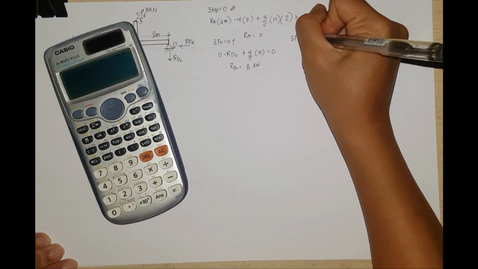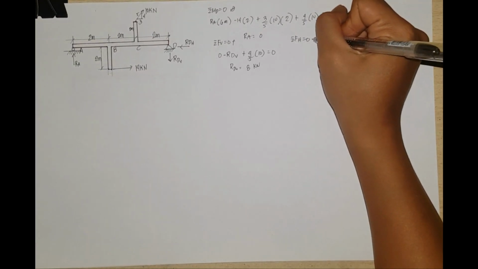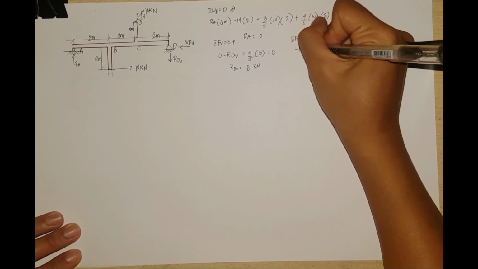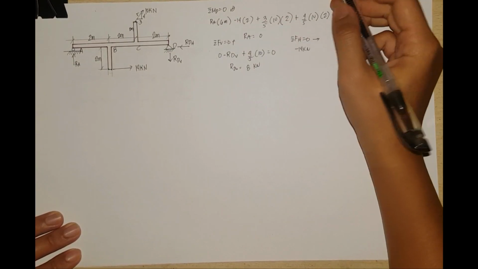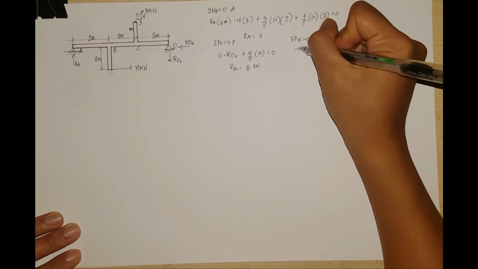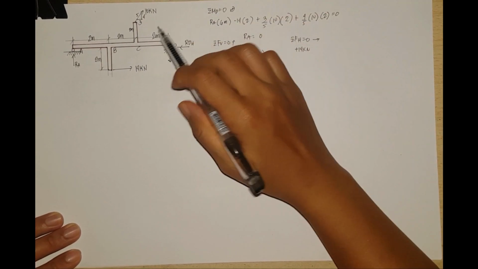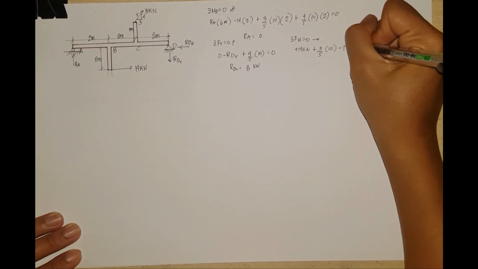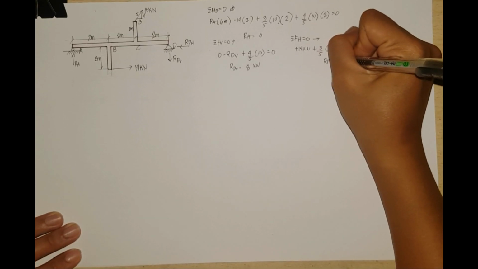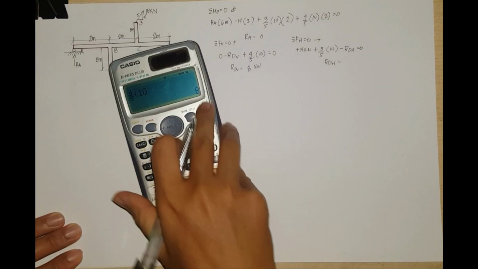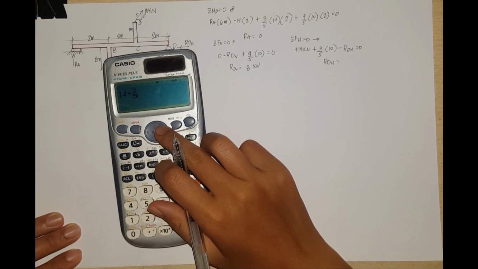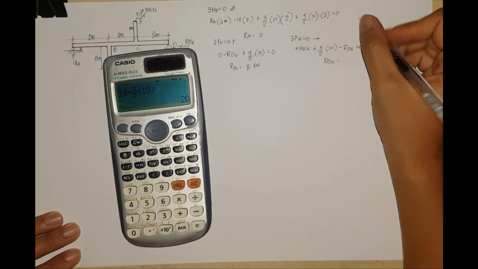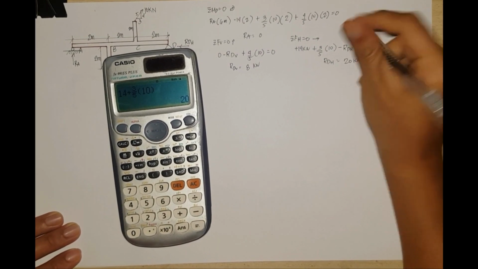And then taking the summation of forces horizontal is equal to 0, right positive. So we have negative 14 kilonewton at this part. This is positive 14 kilonewton. And then the horizontal component is plus 3 over 5 of 10 kilonewton minus RBH is equal to 0. Therefore, the horizontal reaction at D would now be equal to, so let's transpose, so negative 20, so it becomes 20 kilonewton.